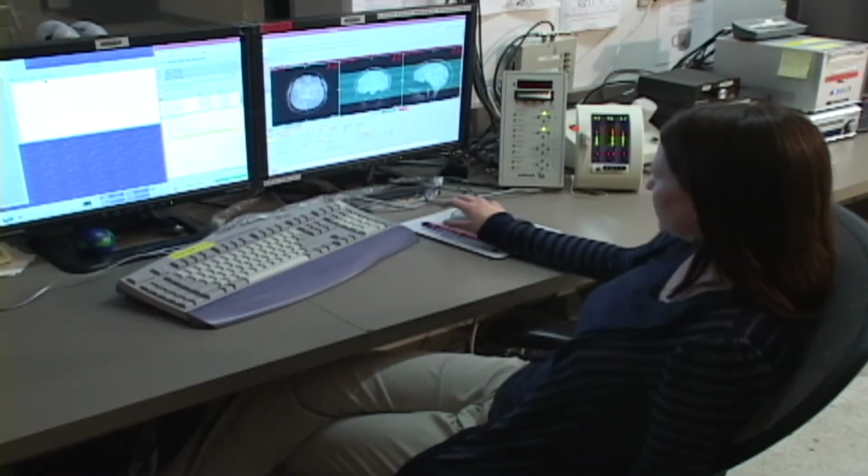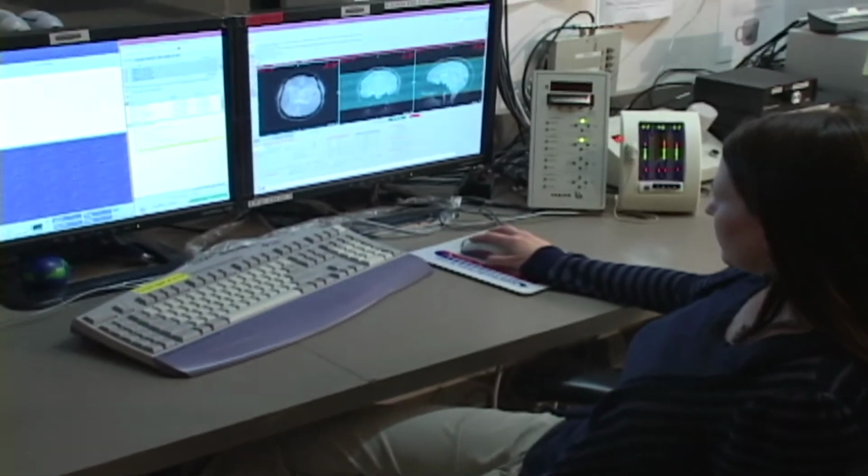And some of the disorders that I work on include drug abuse, a little bit of work in bipolar disorder, and we examine how the brain functions or fails to function properly in these disorders.